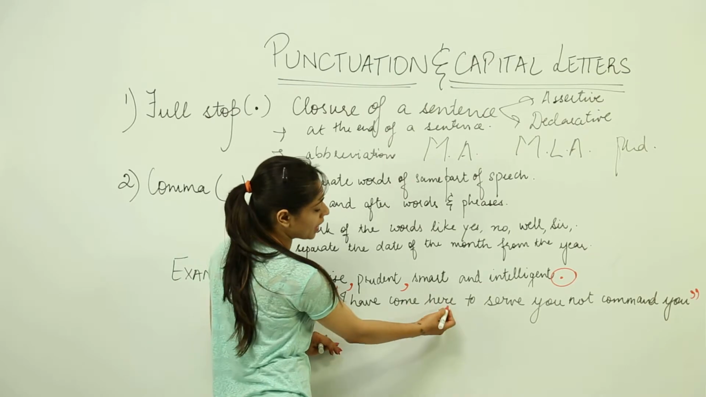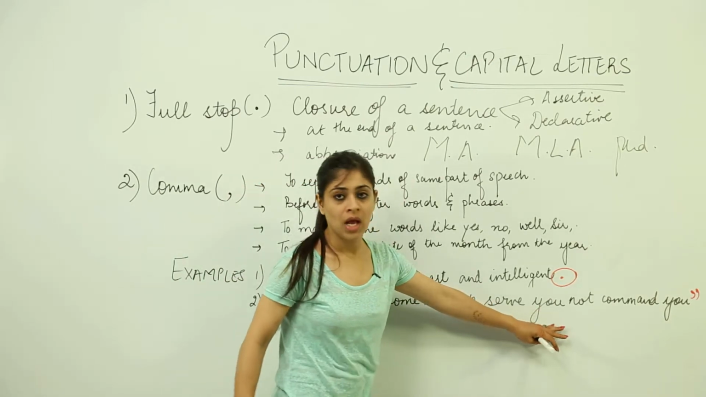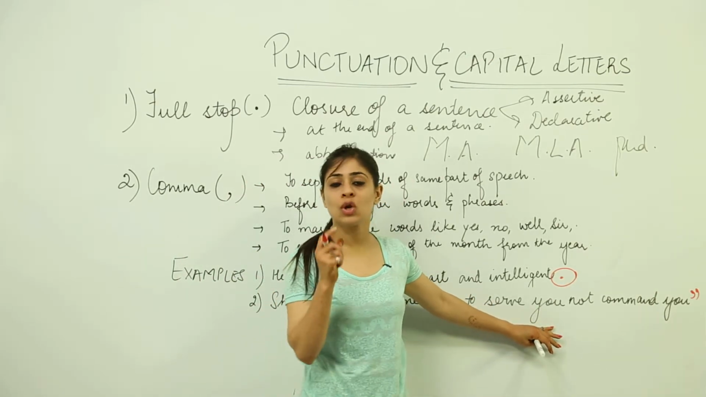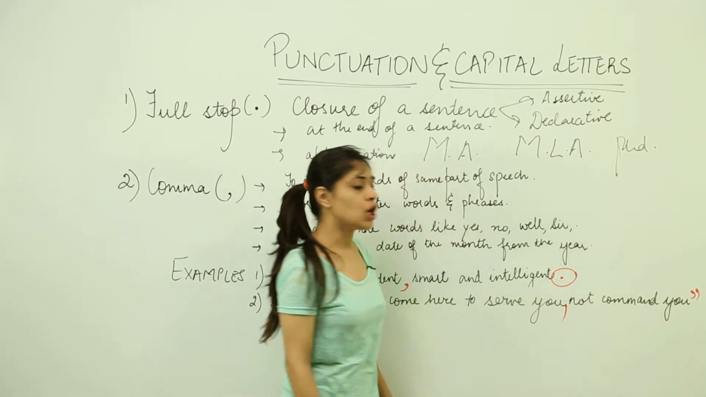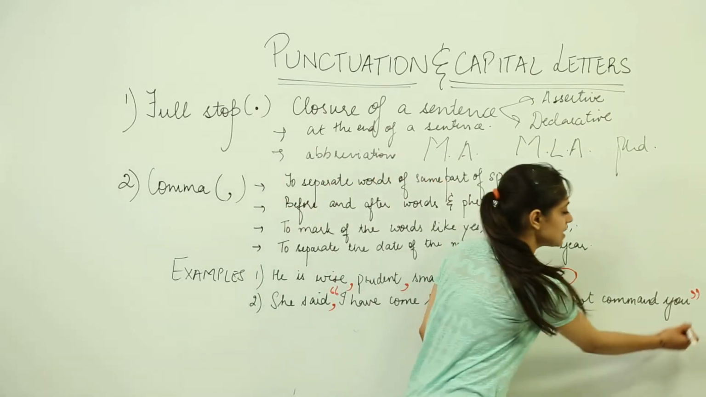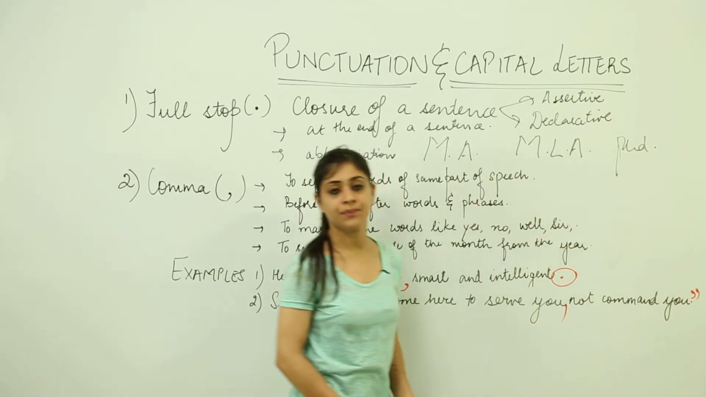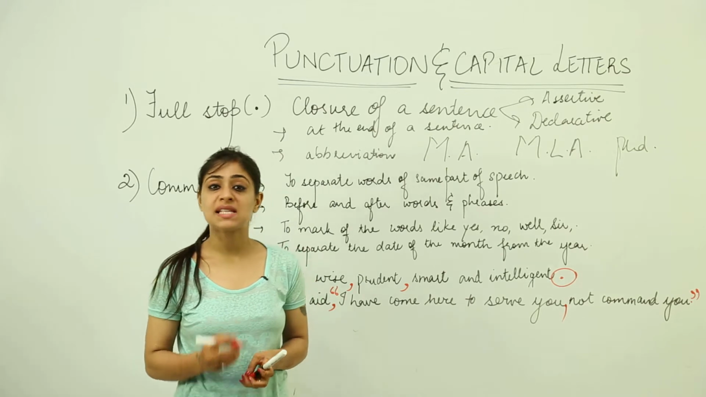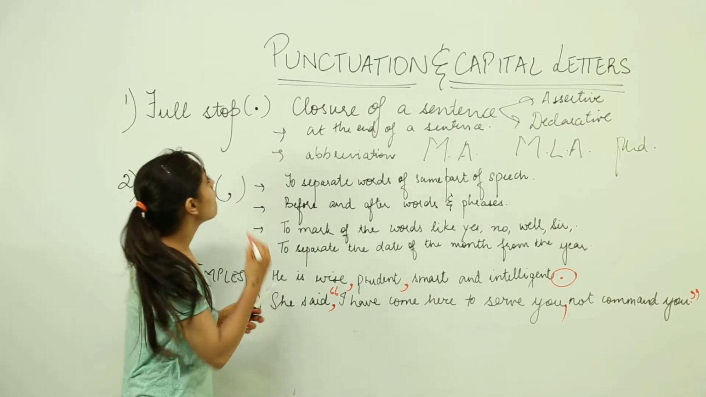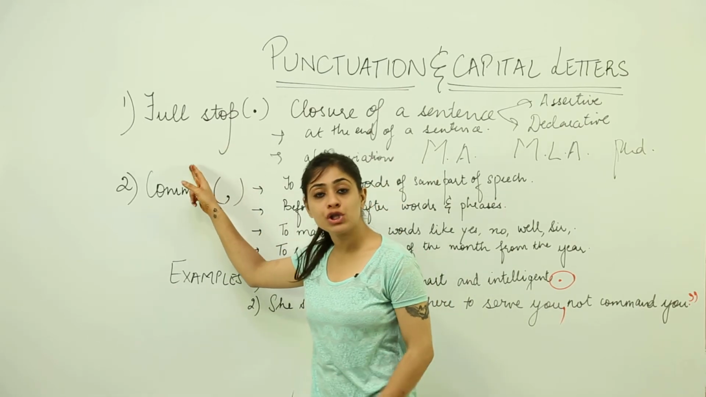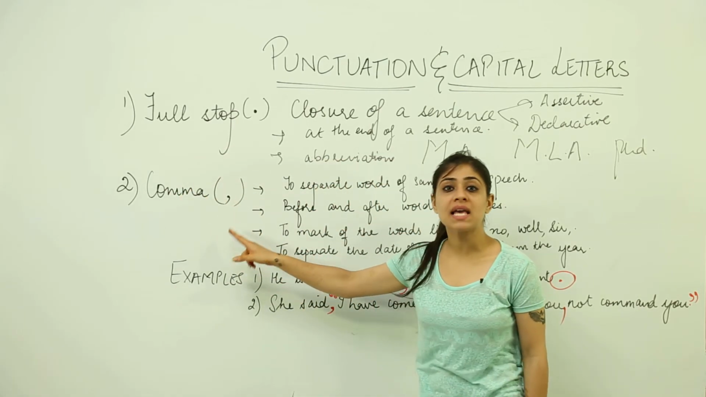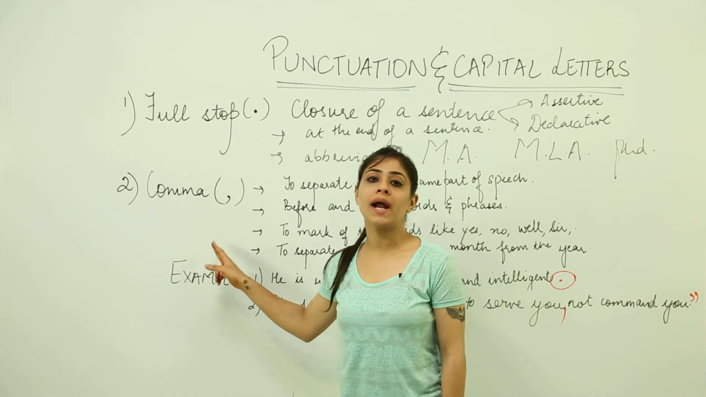I have come here to serve you. Now this entirely makes sense in one go. We need a pause after this. Not command you. And this is the enclosure of a sentence. So this is the basic difference between a full stop and a comma. Full stop marks the entire completion of a sentence and comma is the basic pause required in a sentence.